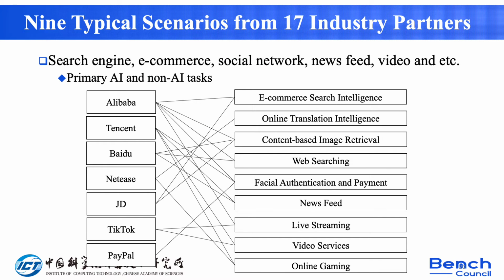Collaborating with the 17 industry partners whose domains include search engine, e-commerce, social network, and so on, we distill their products or services into 9 representative scenarios: e-commerce search intelligence, online translation intelligence, content-based image retrieval, web searching, facial authentication and payment, newsfeed, live streaming, video services, and online gaming.